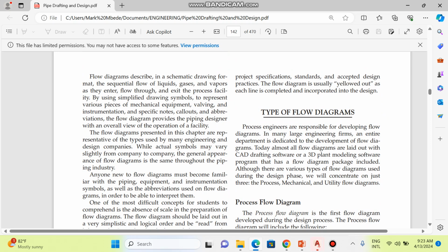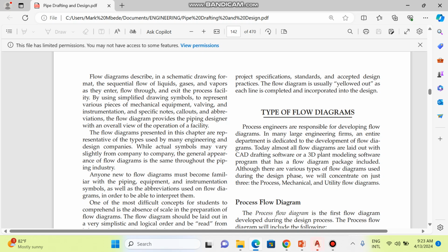So, what are the types of flow diagram? The process engineers are responsible for developing flow diagrams. That is what this part is saying. In many large engineering firms, an entire department is dedicated to developing flow diagrams. Exactly.